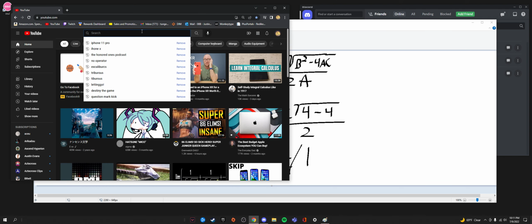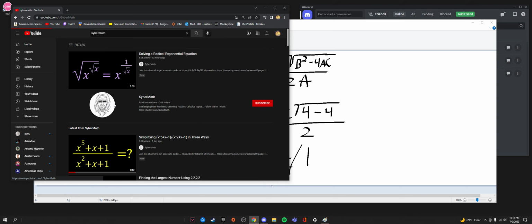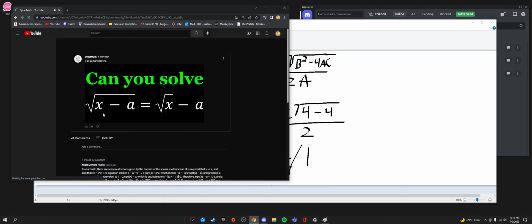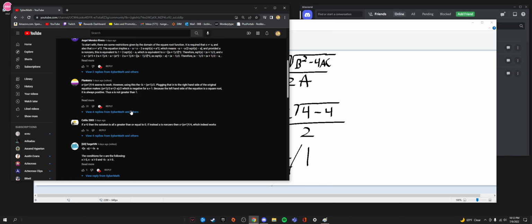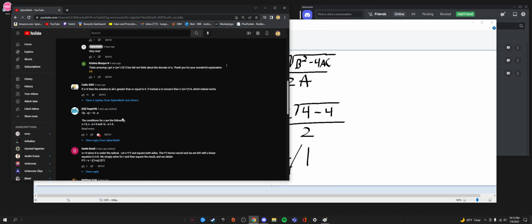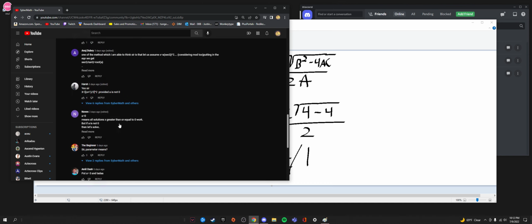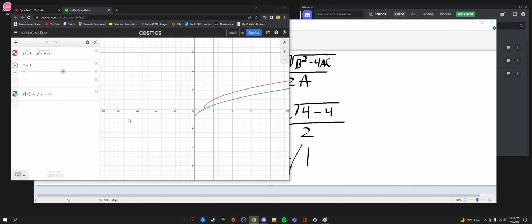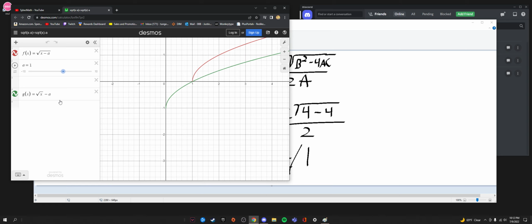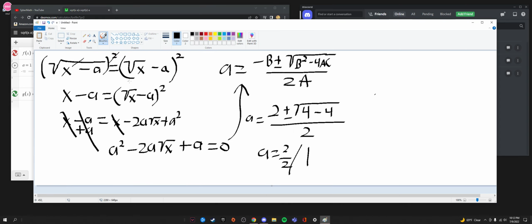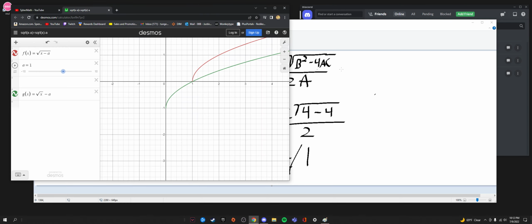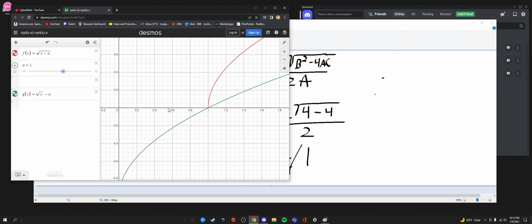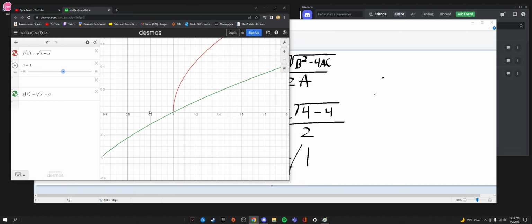So let me pull up this channel, and here you go. Does he have a link somewhere to the Desmos graph? So here's the graph, and as you can see here, a is set as 1. So we have square root of x minus a, so this is the right-hand side of our equation, and then we have the full thing on the left-hand side. And of course, they intersect at x equals 1, with our parameter being a.